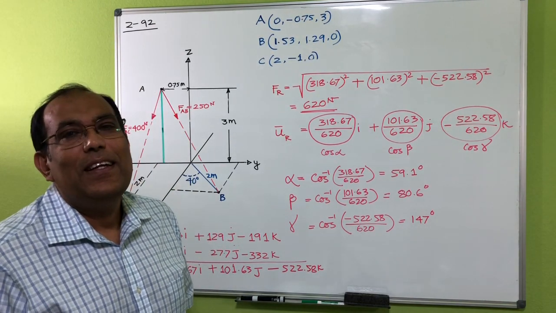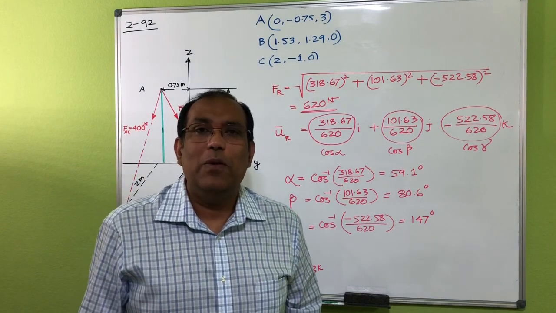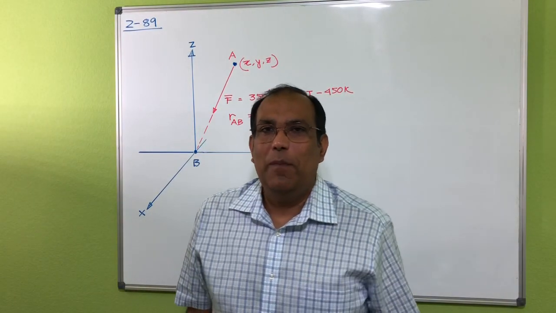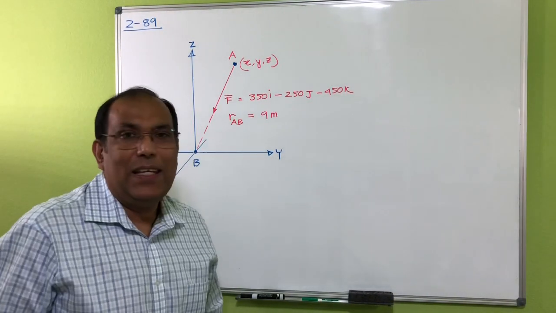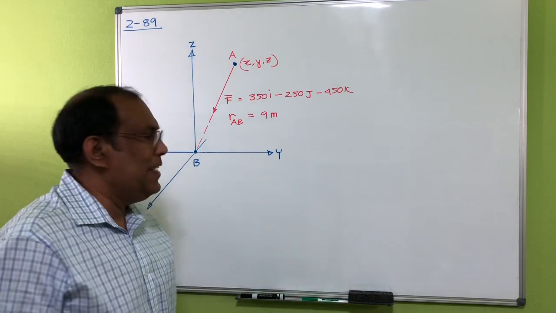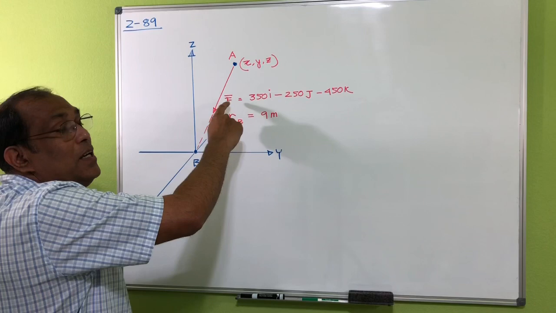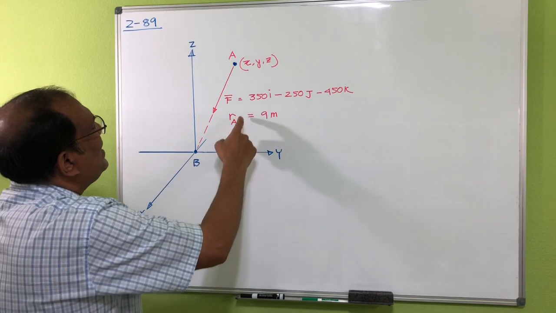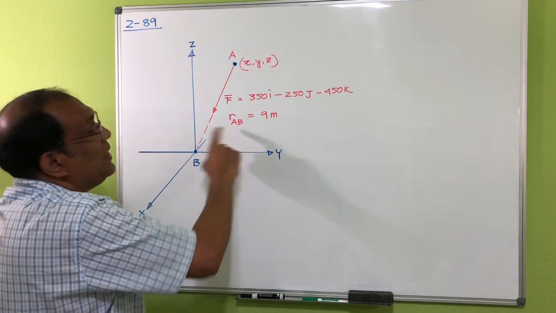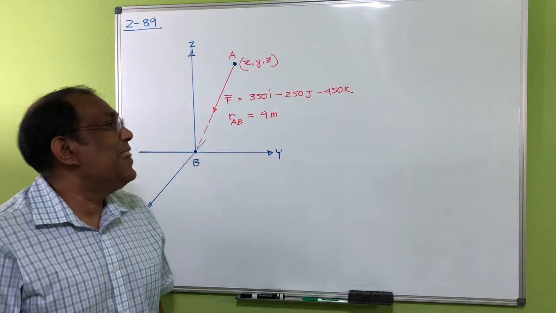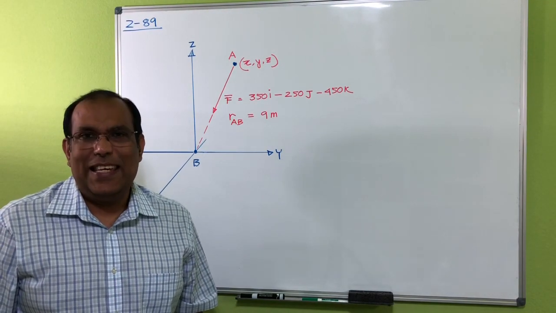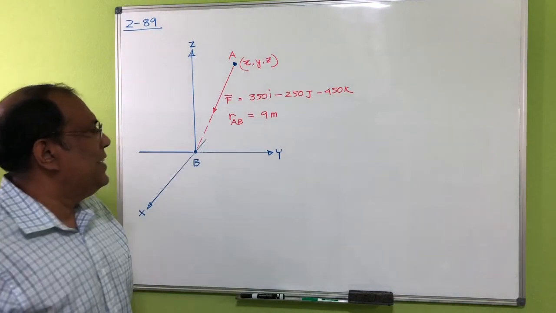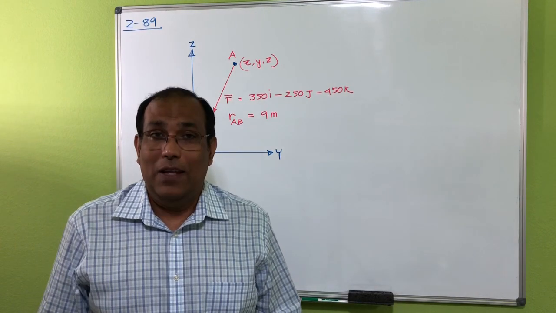Okay, now let's move forward and try to see one more problem with a little bit different test. Okay, now we are going to solve problem number 2-89. This one is a little bit different in that sense that they gave you the force vector that's working from A to B, and they said the distance between A to B, or the magnitude of the position vector, is 9 meters, and they're asking you to find out the location A, X, Y, and Z.